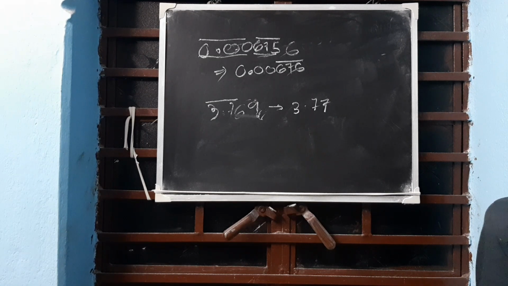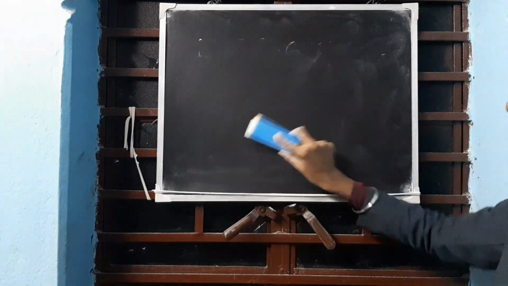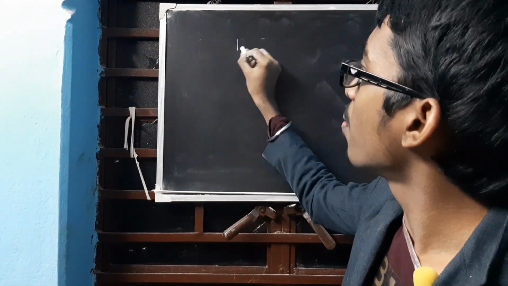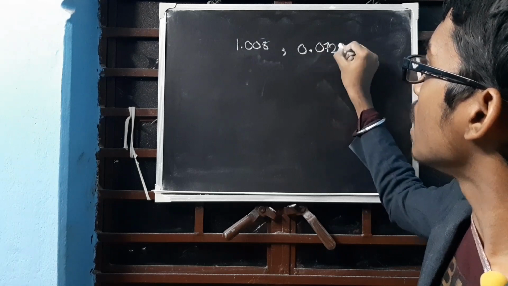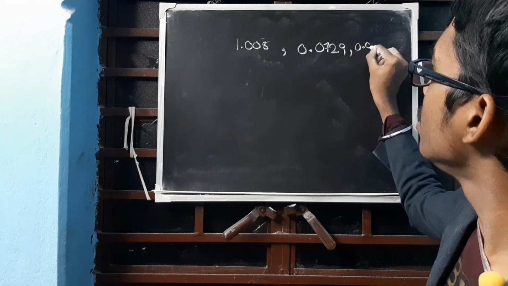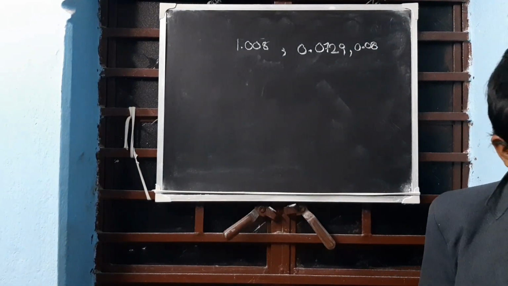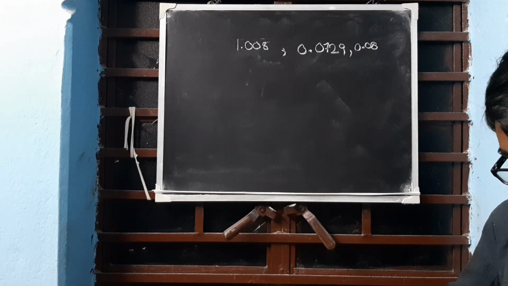Done? Now we are coming to one important thing and the last topic for this video. That is how you are going to add, subtract, multiply and divide with relation to significant figures. Calculations involving significant figures, you will find it in your book. Under that we are going to do subtraction, addition and division. Suppose I have a number 1.008. I have another number 0.0729. I have another number 0.08. If I add them up, you can use your calculators.